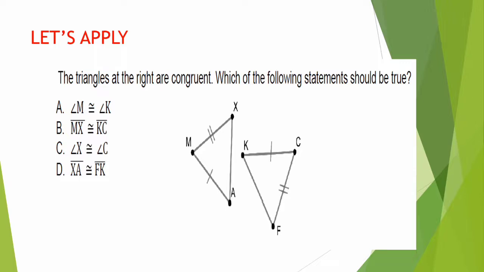Letter A. Angle M is congruent to angle K. Letter B. Side MX is congruent to side KC. Letter C. Angle X is congruent to angle C. And letter D. Side XE is congruent to side FK. So what is the answer? Okay. Letter D. So side XE is congruent to side FK.